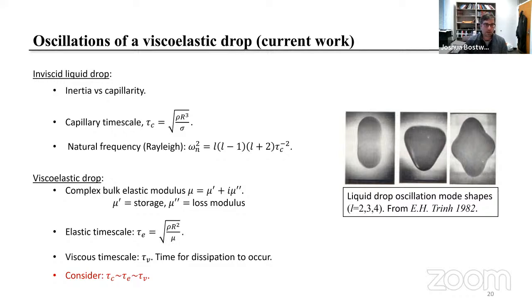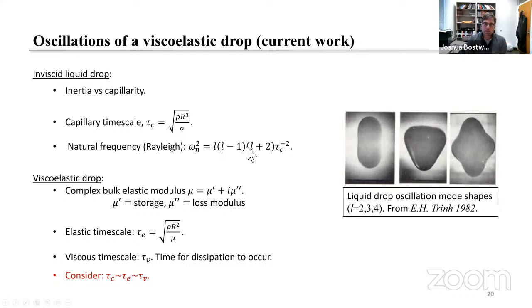And we start by reminding everyone that for an inviscid liquid drop, the oscillations arise from a competition between inertia and capillarity. This gives rise to a single time scale, the capillary inertia time scale, given by tau c. And this, once again, gives rise to frequencies of oscillation predicted by Rayleigh.